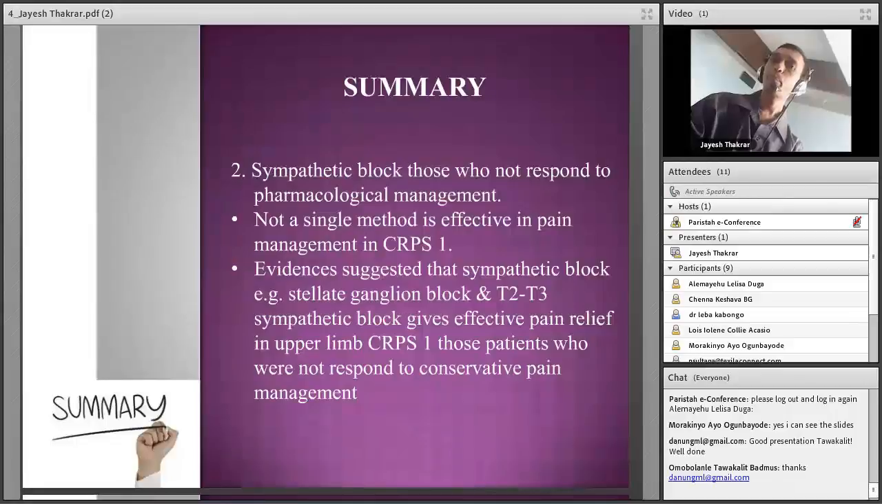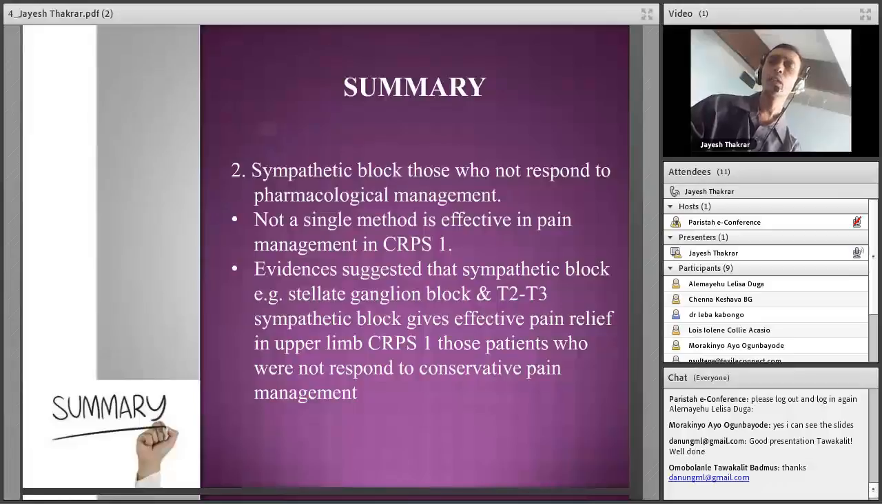If the patient does not respond to the conservative trial for 6 weeks, then we consider this patient as having chronic pain and we go for an interventional pain block, that is a sympathetic block. Not a single method is effective in pain management in complex regional pain syndrome type 1. Evidence suggests that sympathetic blocks, the stellate ganglion block and the T2-T3 sympathetic block, give effective pain relief in upper limb complex regional pain syndrome in those patients who do not respond to conservative pain management.